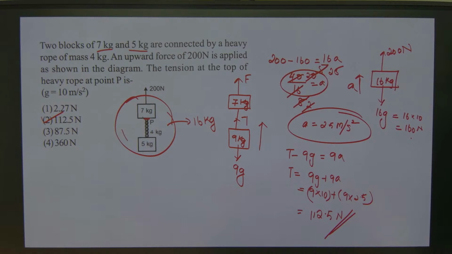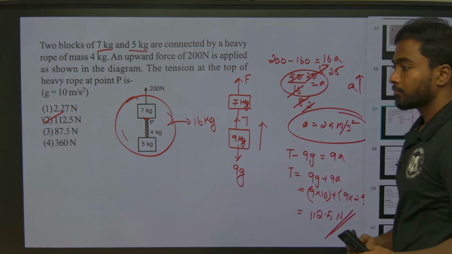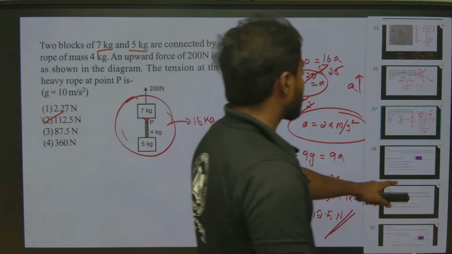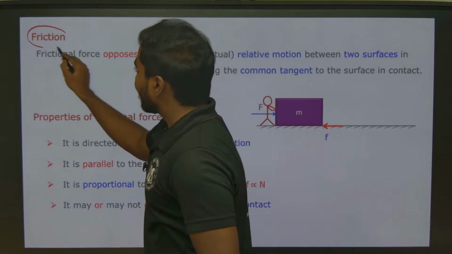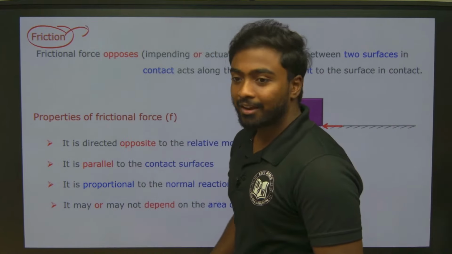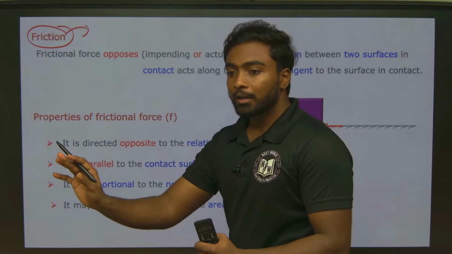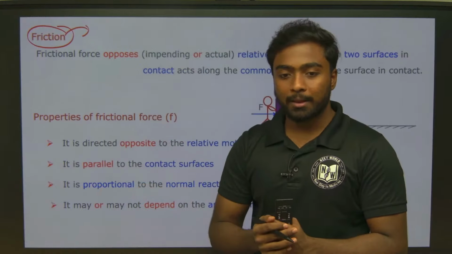Okay, we'll go for the next one. Fine. So the next one is friction. What is the meaning of friction? It's a kind of force which opposes my external force. If I apply some external force, it will try to reduce it because something is opposing me.